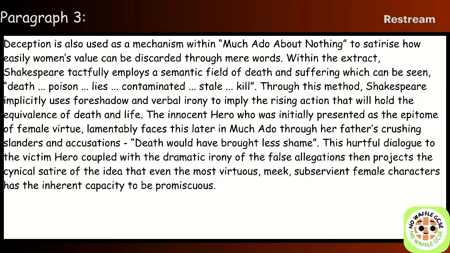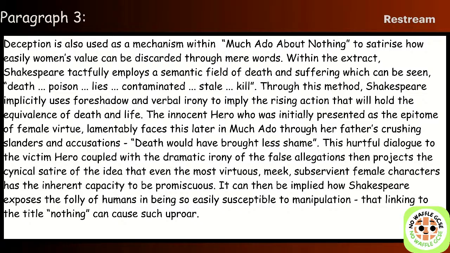Exactly. And this last line here, which I said that even the most virtuous women have the inherent capacity to be promiscuous, there's a sense of male anxiety. They're really scared. It's like they're going mad about it. That any sort of signal that women give, it means that they are being unfaithful.